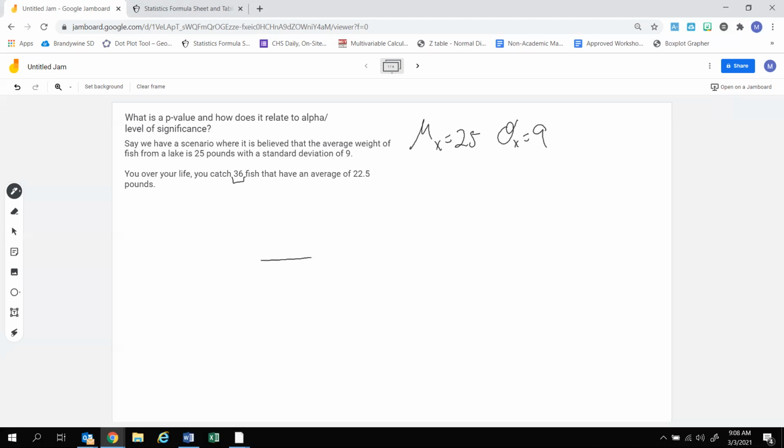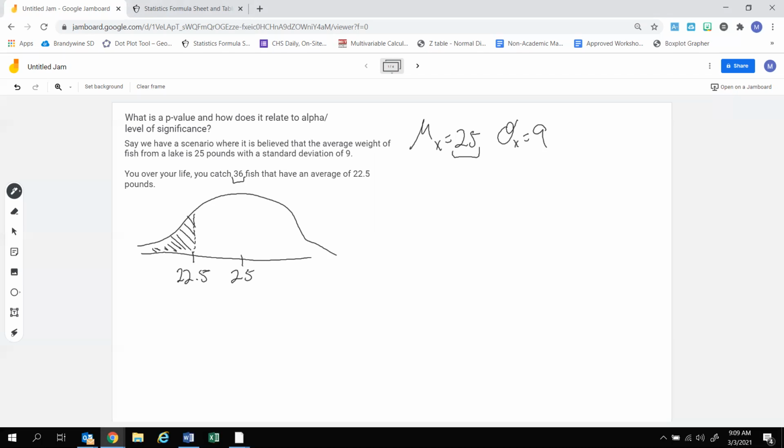So if I were to draw this curve out, for right now, let's just say that this is true. This 25 really is true. Okay. All right. And we got an average. So when you caught the 36 fish, average is 22.5. All right. And what we're going to do to find the p-value here is that I want to get the area of this tail right here.